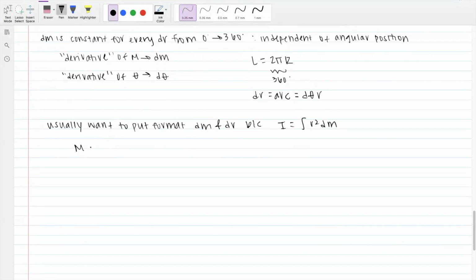So m is equal to the integral of lambda dr. Taking the derivative of both sides will give us dm equals lambda dr. And as we said before, that dr is equal to d theta times r. So this will give us lambda r d theta.